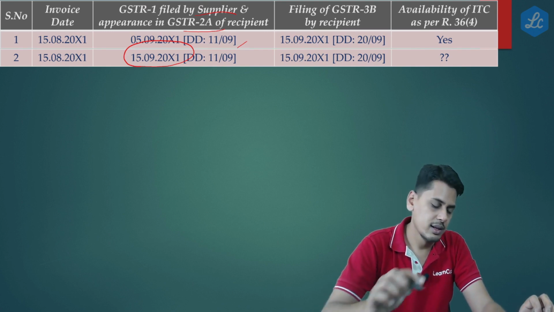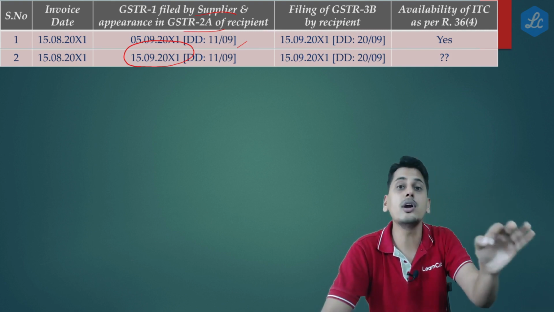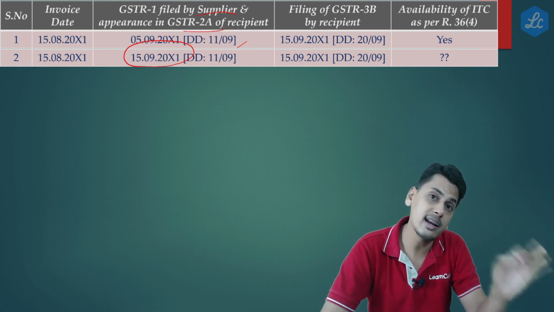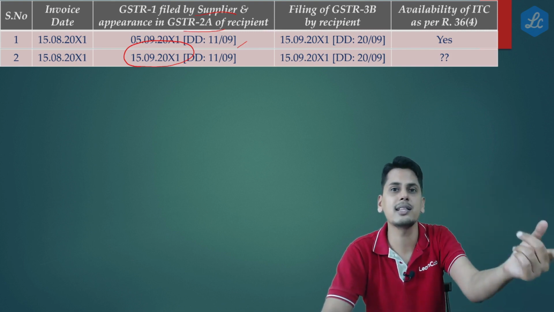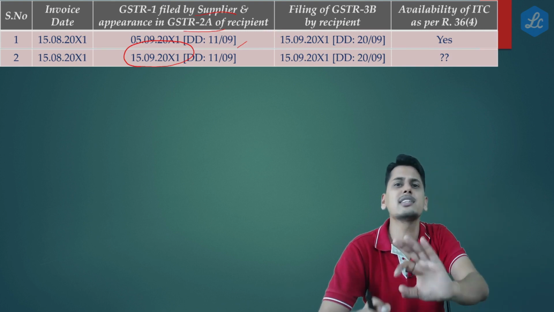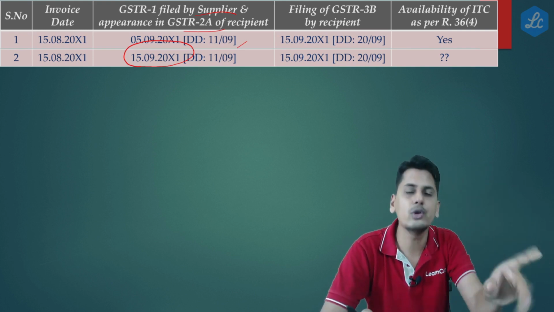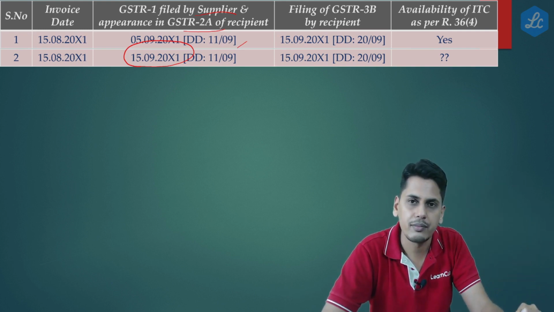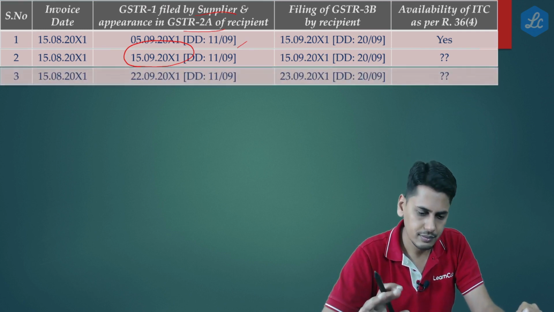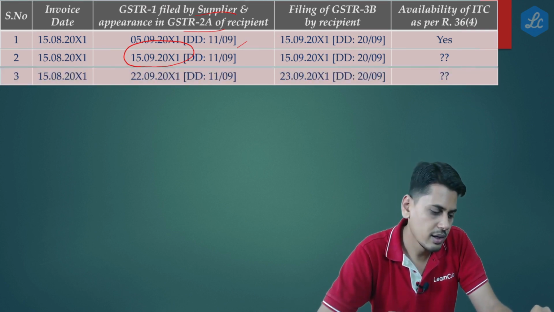I repeat, this particular invoice which is furnished by the supplier in his GSTR1, will it go into the entire 100% bucket that I can take the full credit because it is furnished by the supplier in his GSTR1, or will it be treated as not furnished by the supplier in his GSTR1 because it is furnished after the due date of filing GSTR1? This is the question. Let's take another scenario. Keep this question on hold.